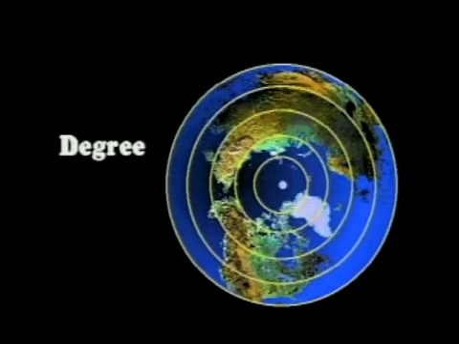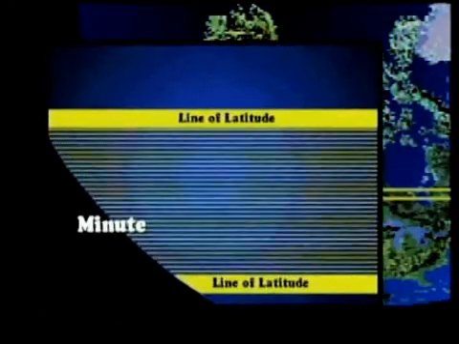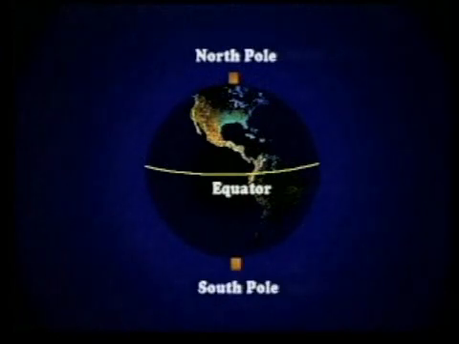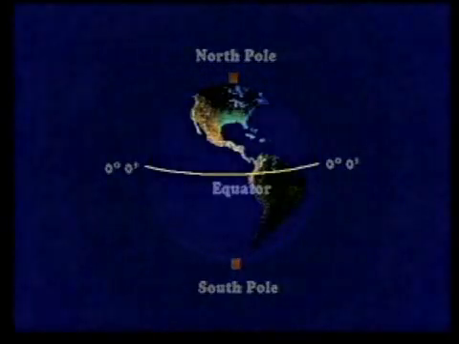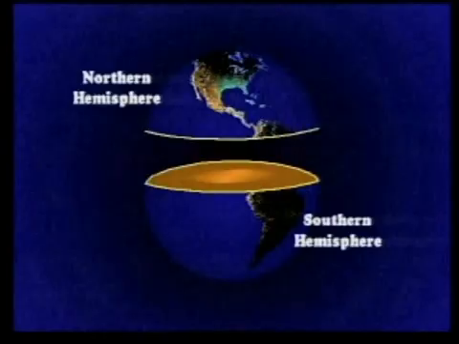Degrees are symbolized by a small circle. The distance between each latitude is subdivided into units called the minute. There are 60 minute lines between each line of latitude. Minute lines are symbolized by an apostrophe. The basic reference latitude, the equator, lies halfway between the North and South poles, at precisely 0 degrees, 0 minutes. The equator divides the globe into its northern and southern hemispheres.